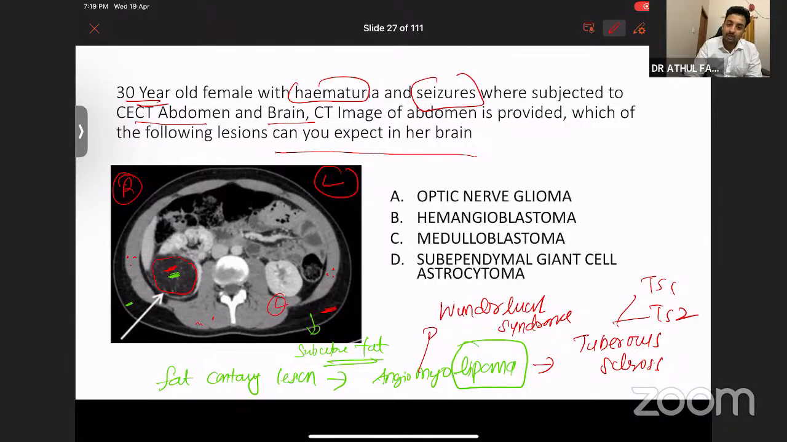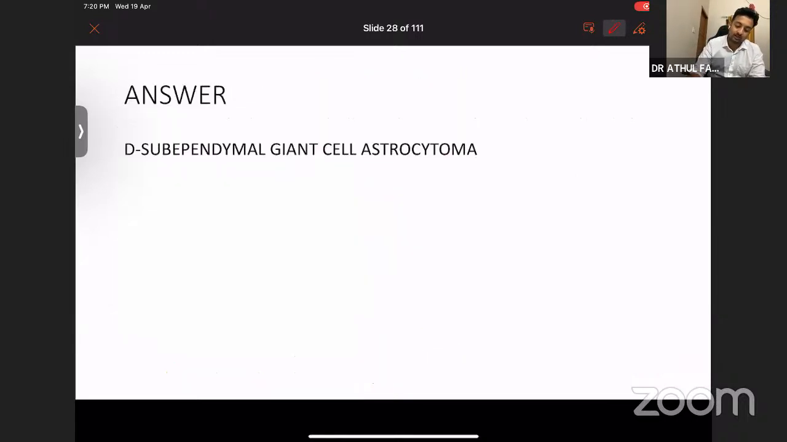Optic neuroglioma. Will optic neuroglioma come in tuberous sclerosis? Not commonly. Hemangioblastoma? No. Medulloblastoma? No. Then it is SEGA. Okay. Subependymal giant cell astrocytoma. So it is subependymal giant cell astrocytoma. That is, SEGA will be seen in tuberous sclerosis. So the patient can have SEGA. That is the answer. Okay.